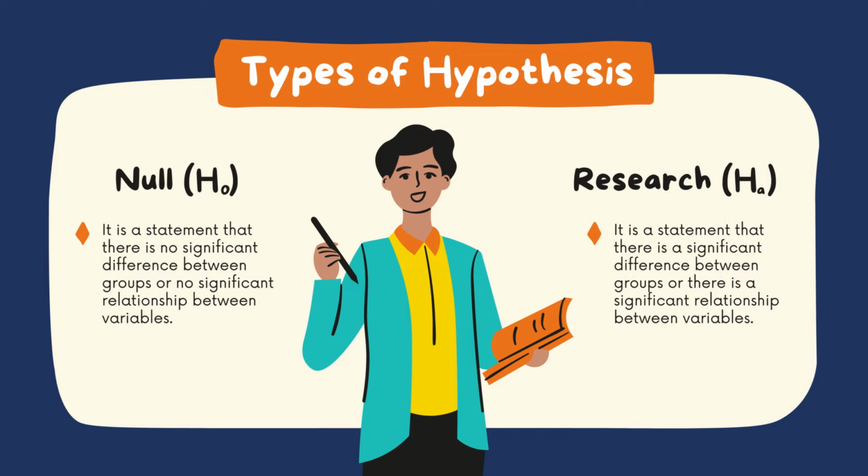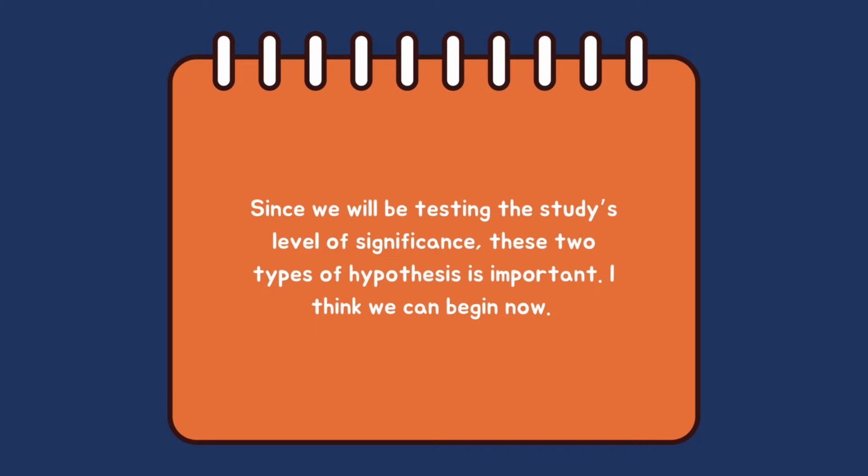For the null hypothesis, H sub 0 is a statement that there is no significant difference between groups or no significant relationship between variables, while research or alternative hypothesis H sub A is a statement that there is a significant difference between groups or there is a significant relationship between variables. Since we will be testing the study's level of significance, these two types of hypothesis are important. I think we can now begin.